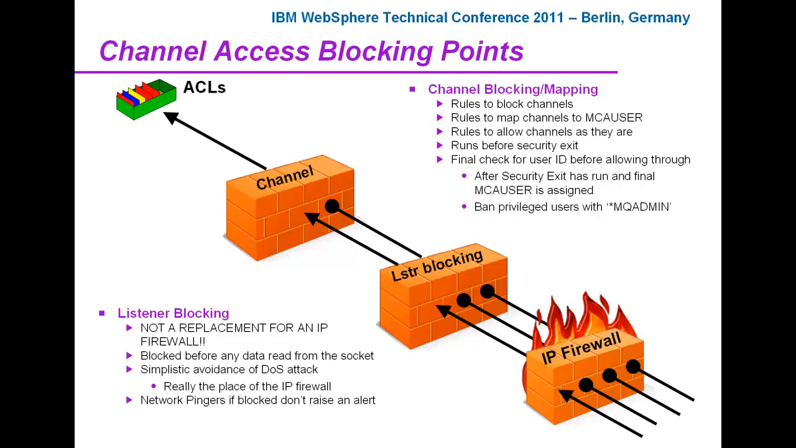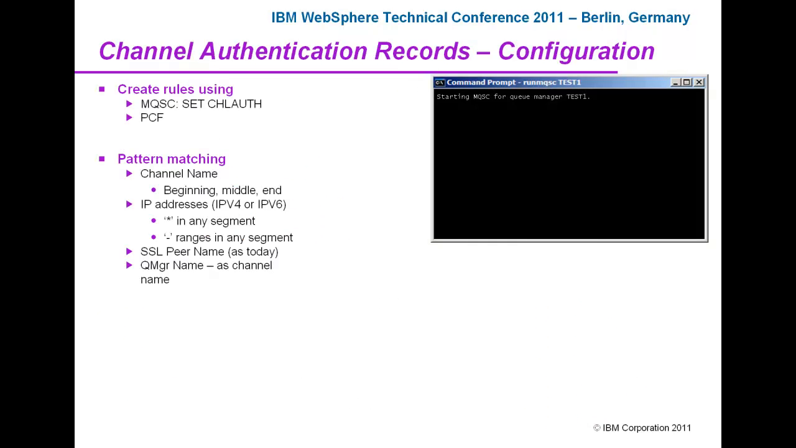There are 3 default rules that as soon as you do turn it on will apply. Those default rules are to ban privileged users, so using this *MQAdmin for all clients, to block anyone who tries to use a channel called system.anything. But another more specific rule to allow the SYSTEM.ADMIN.SVRCONN, which is the Explorer channel.